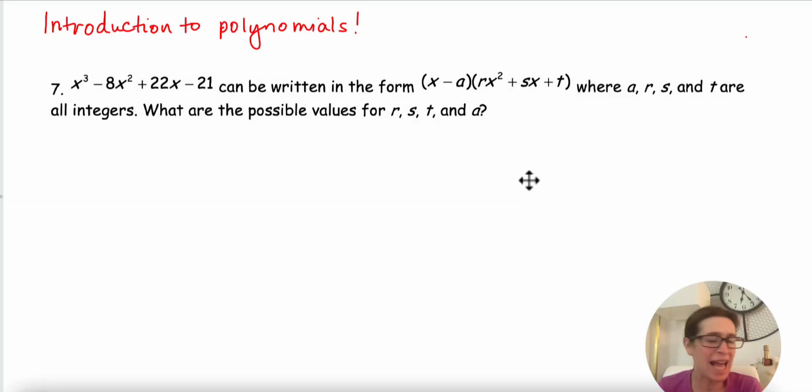Hi everyone. So today in class we worked on problems that we had to factor that we actually have never really seen before. This is in the introduction to Unit 3 on polynomials.